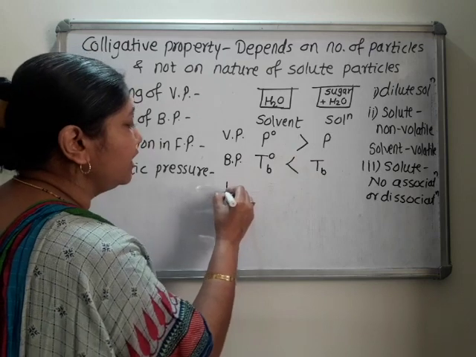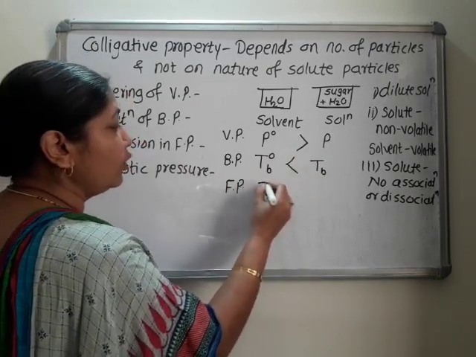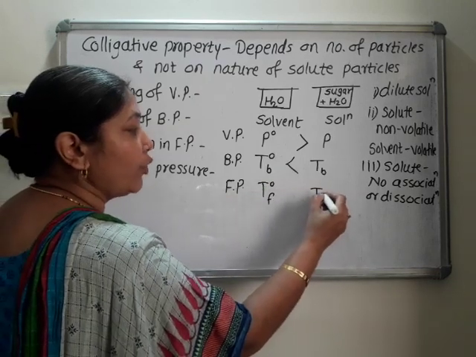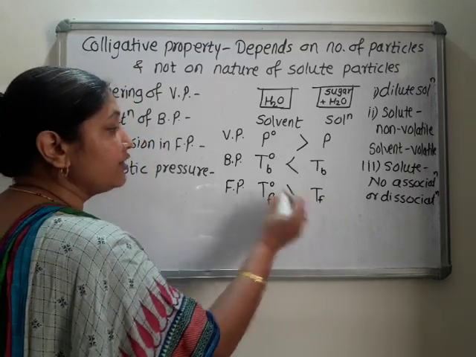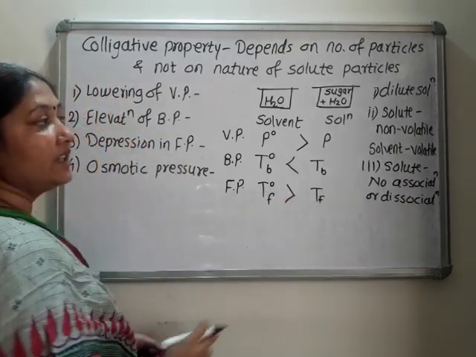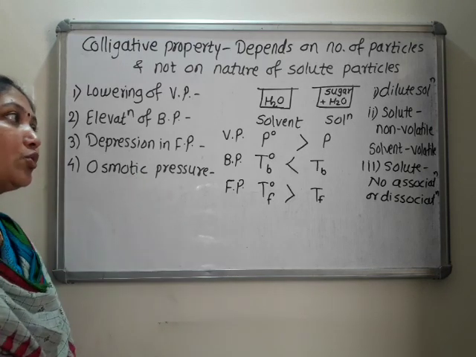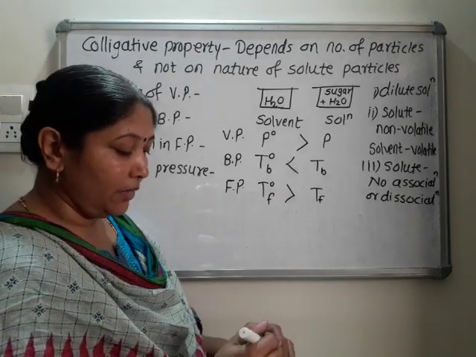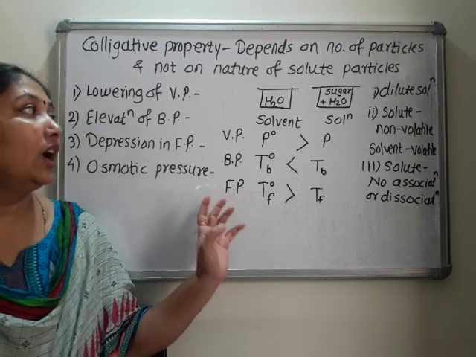Similarly, the freezing point. If we note the freezing point of water as T0F and the freezing point of the solution as TF, what is observed? The freezing point is decreased. There is depression in the freezing point. Osmotic pressure is totally new, so when we discuss that point, I will explain that term. But you know what vapor pressure, freezing point and boiling point are, so I am telling it here.